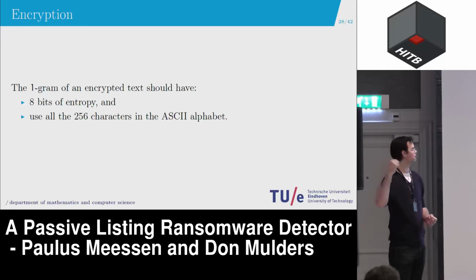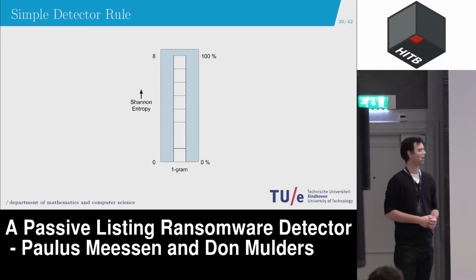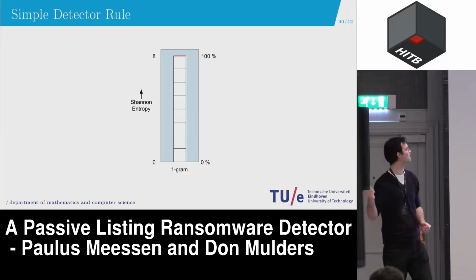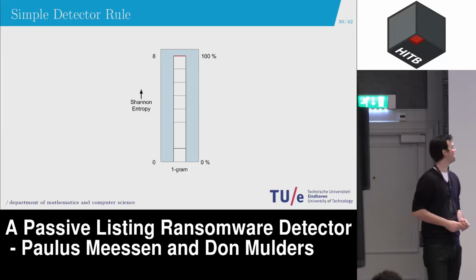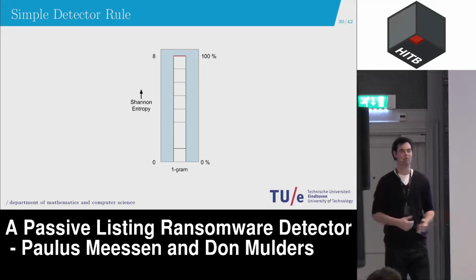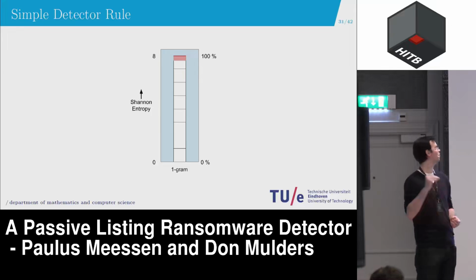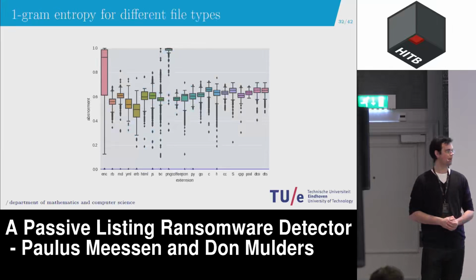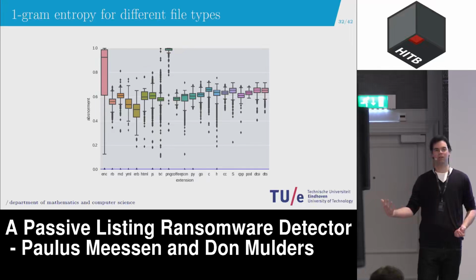So if we go to the next slide and we're going to build a detector, we're measuring the 1 grams of these file exchanges, and this is going to be a number between 0 and 8 bits of entropy. Then the theoretical model will say that on top we'll have all the encrypted files. Well, the real world is slightly more noisy, so we're going to add some bounds to this, and this is the area where we'll find the encryption.